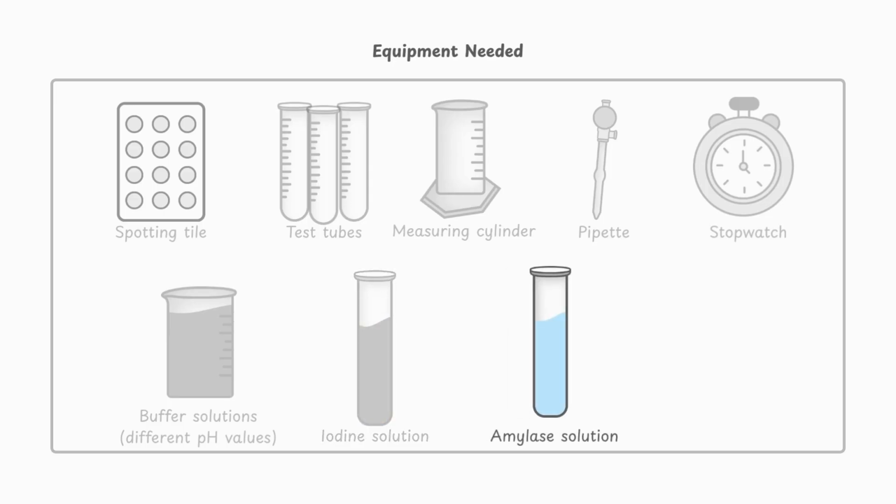We also need the amylase solution. This is the enzyme that breaks down the starch into smaller sugar molecules. And finally, we have the starch solution. This is the substance being broken down during the experiment.